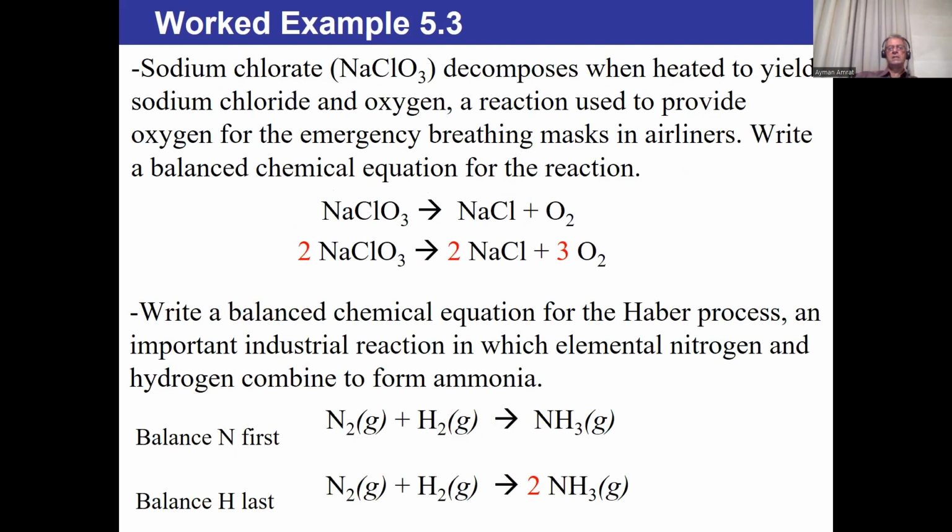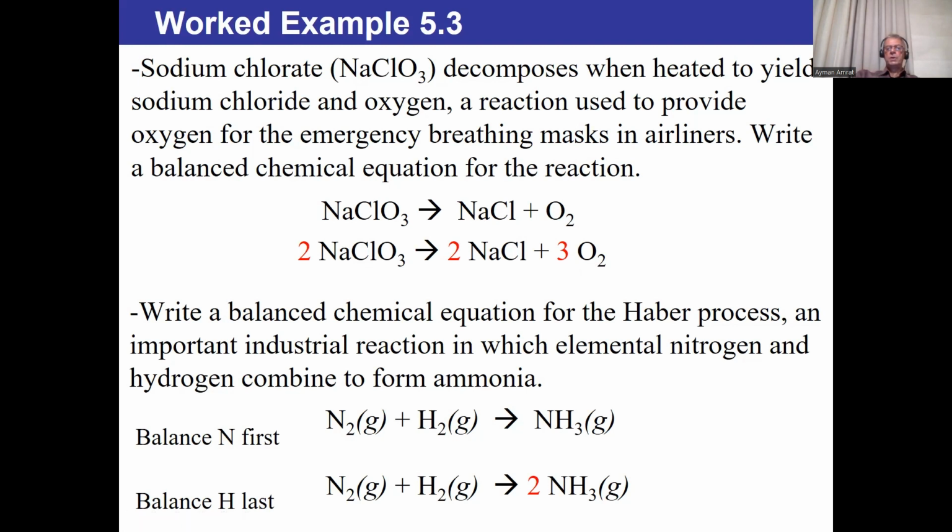To balance NaClO3: sodium chlorate decomposes in this way to produce sodium chloride and oxygen. To balance sodium, multiply NaCl by coefficient 2. Balance Na, balance Cl. Now finally balance oxygen. In this case, 3 multiplied by 2 gives 6 oxygen atoms. O2 should be multiplied by 3 to have 6 oxygens and balance all atoms like this.